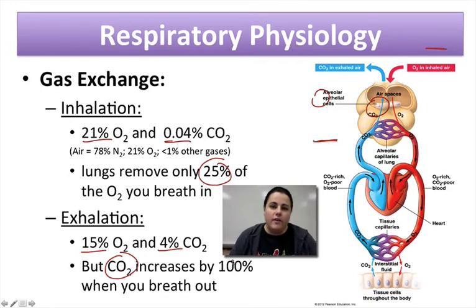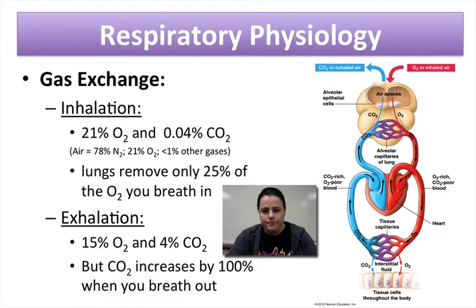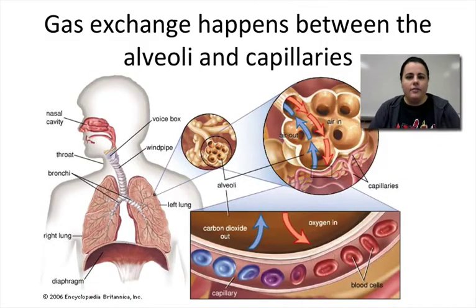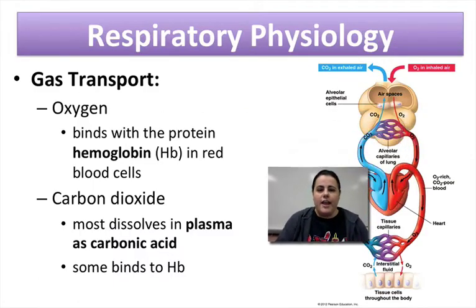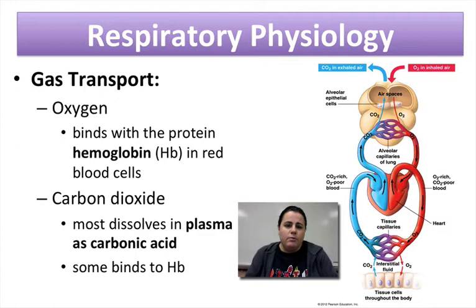And there's still plenty of oxygen in the stuff that you're breathing out, which is why something like CPR would be beneficial and works to help save somebody's life. So the gas exchange happens at the alveoli between the pulmonary capillaries. And so when we look and see how that actually happens, when it gets into the blood, then what happens?